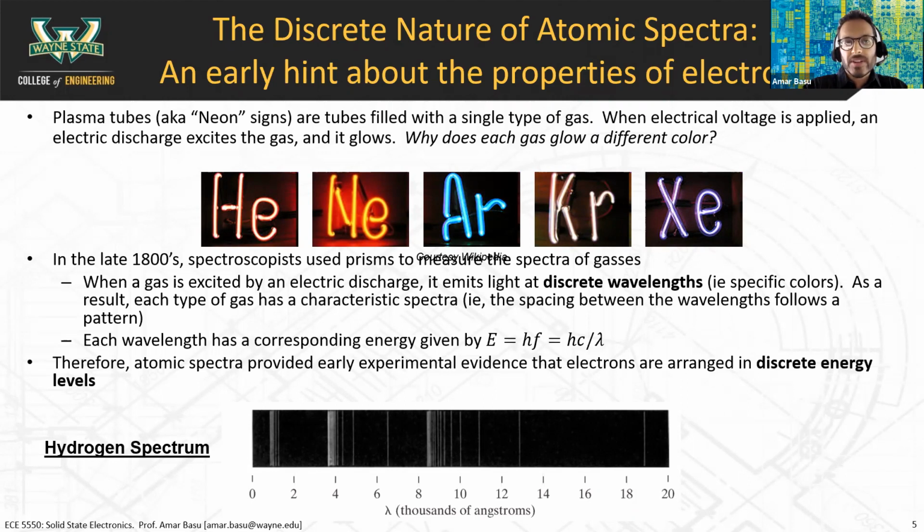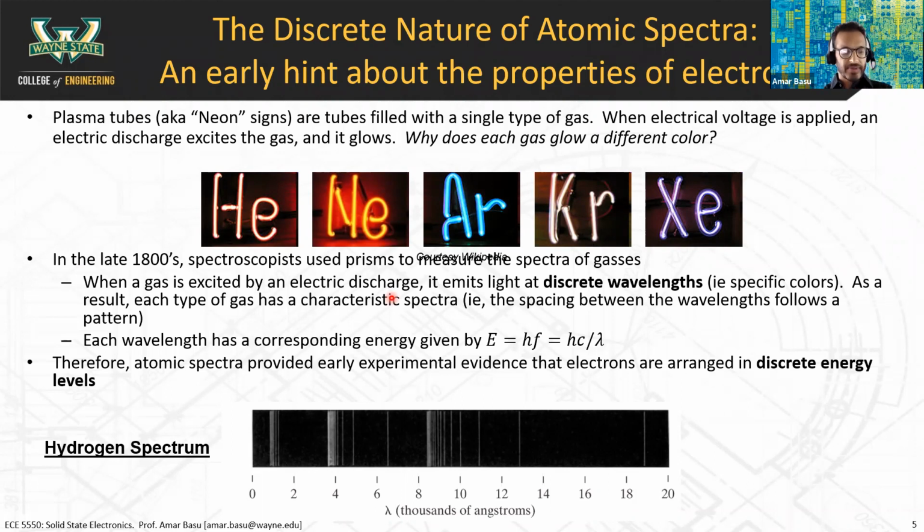So what the spectroscopists observed was that depending on what type of gas you put in there, they glow a different color. We can see pictures of that here from this Wikipedia image. Helium has this sort of reddish color. Neon has more of an orange. Argon is bluish. Krypton is kind of whitish. And xenon is kind of purple. Now, it turns out these colors are actually not just one color, but mixtures of different colors. Specifically, in the late 1800s, spectroscopists used prisms to measure the spectra of these gases.